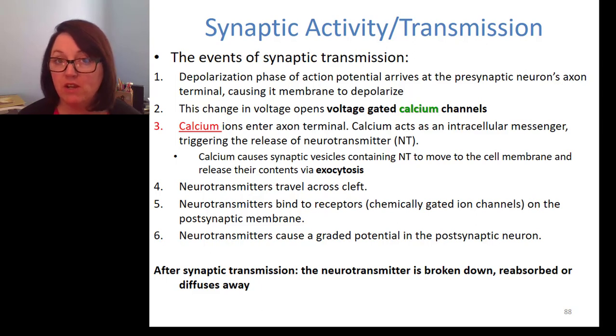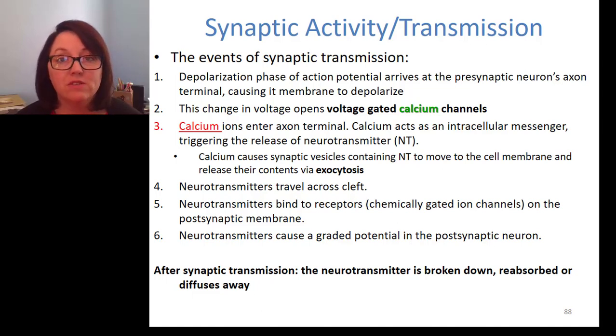Right? So what opens a voltage-gated calcium channel is a change in voltage. What goes through a voltage-gated calcium channel is calcium. So that depolarization will open the voltage-gated calcium channels, and this will allow calcium ions to follow their concentration gradient. Don't forget, calcium ions are concentrated extracellularly. So if we open up a calcium channel, the calcium ions will move from their area of high concentration outside the neuron to their area of low concentration inside the neuron. So the calcium ions are just going to diffuse into the neuron through the channel.